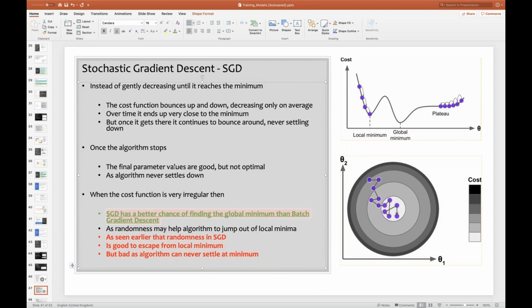Now, if your data is more random, every time it is random, it will never know, or it will take quite a long time, or sometimes you are lucky and you may get there quite faster. That is called randomness when you deal with random data. As randomness is there, the algorithm will help to jump out of local minima. When it is trying to jump out of local minima, it will reach the global minima. Now, as seen earlier, the randomness in SGD is good to escape from local minima. The random data you deal with in SGD will help you to move out of the local minima. But the bad algorithms can never settle at the minimum.